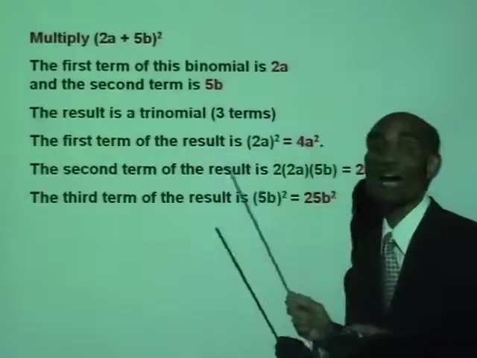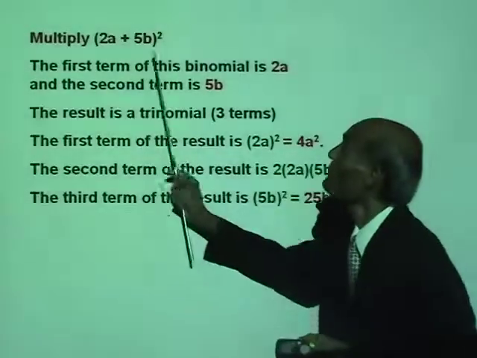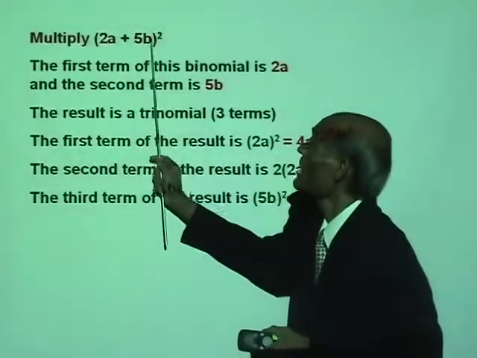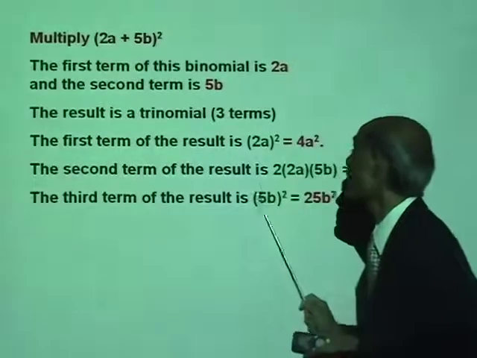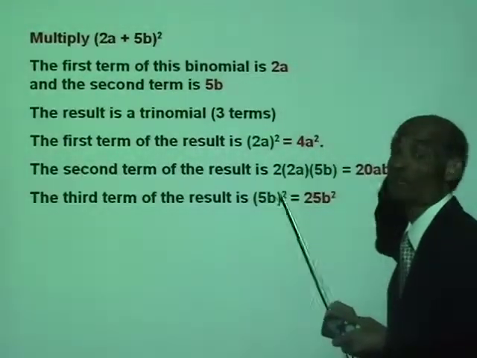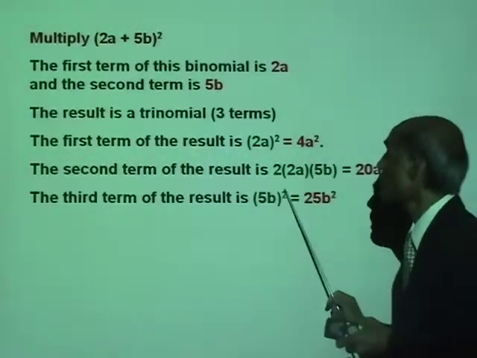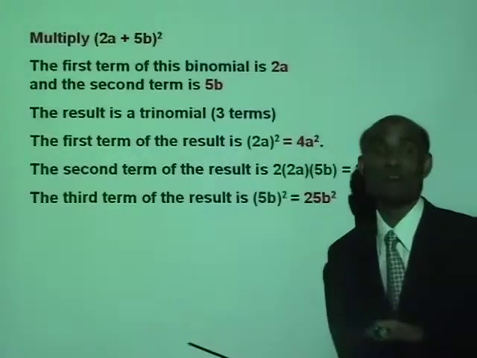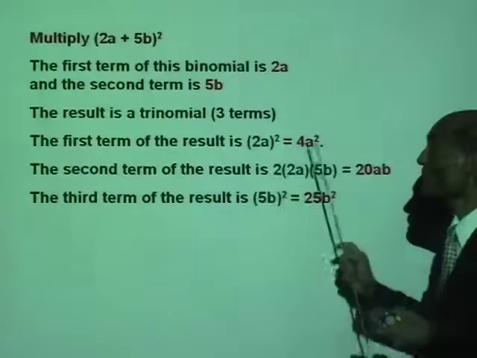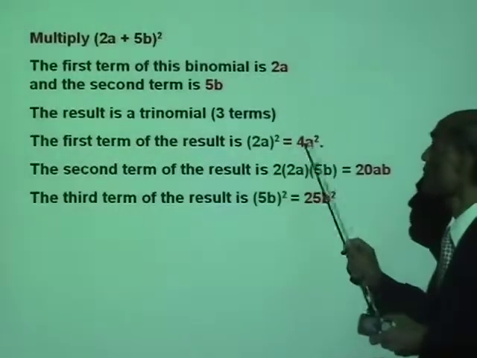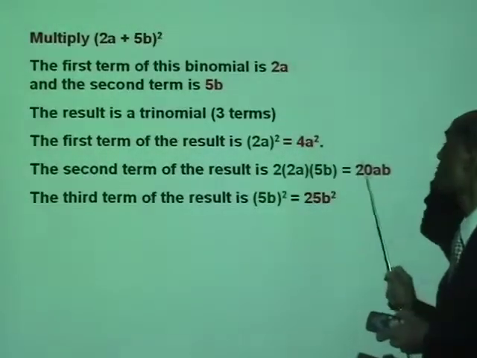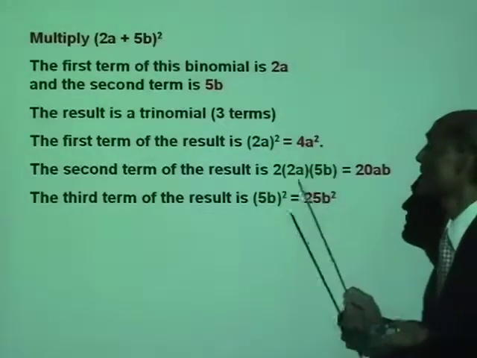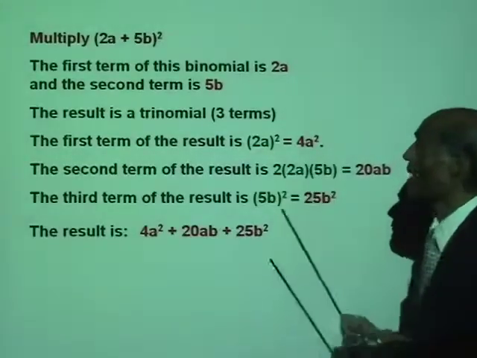And what is the last term? The last term is the square of the last term here. The square of 5b. That will be 5 squared b squared. That is 25b squared. So the result is 4a squared plus 20ab plus 25b squared.